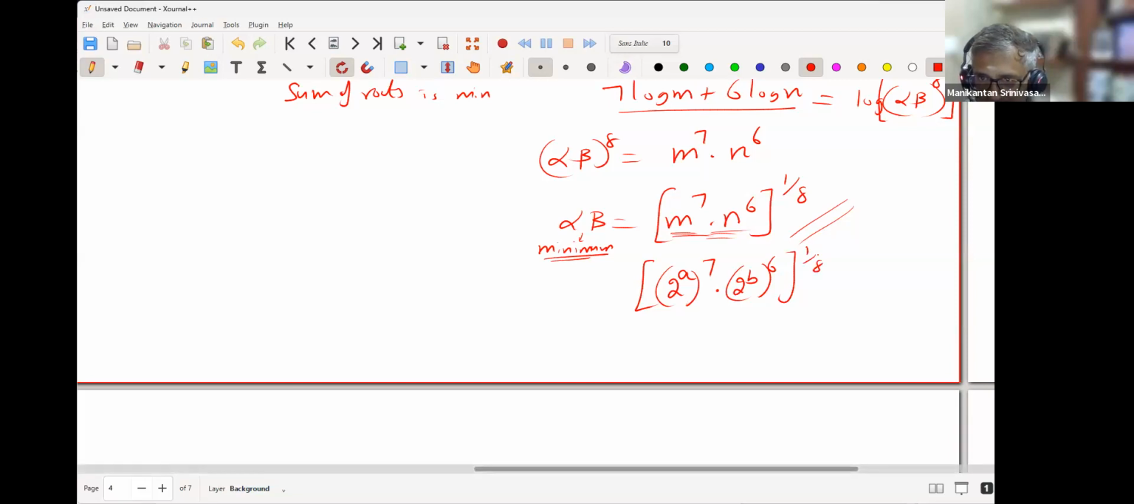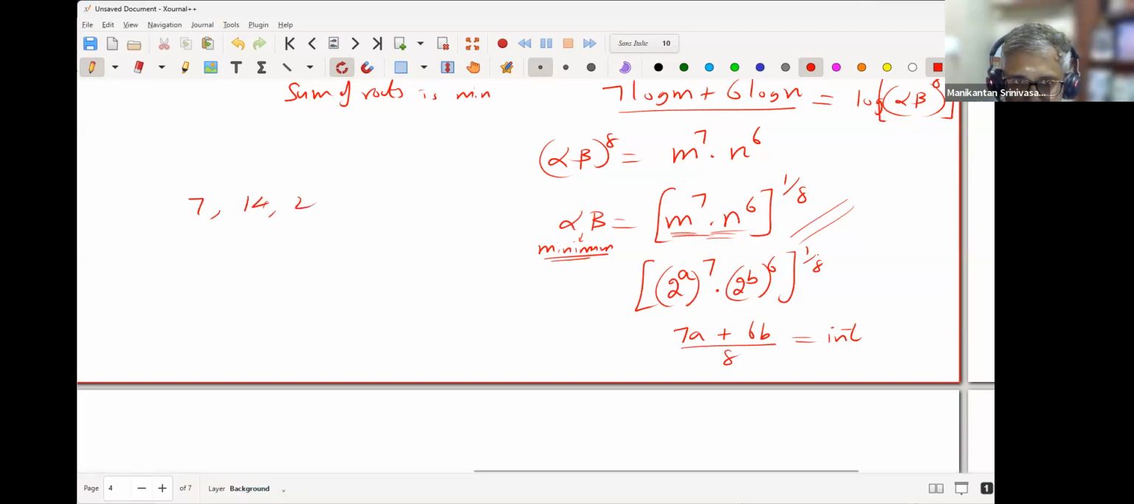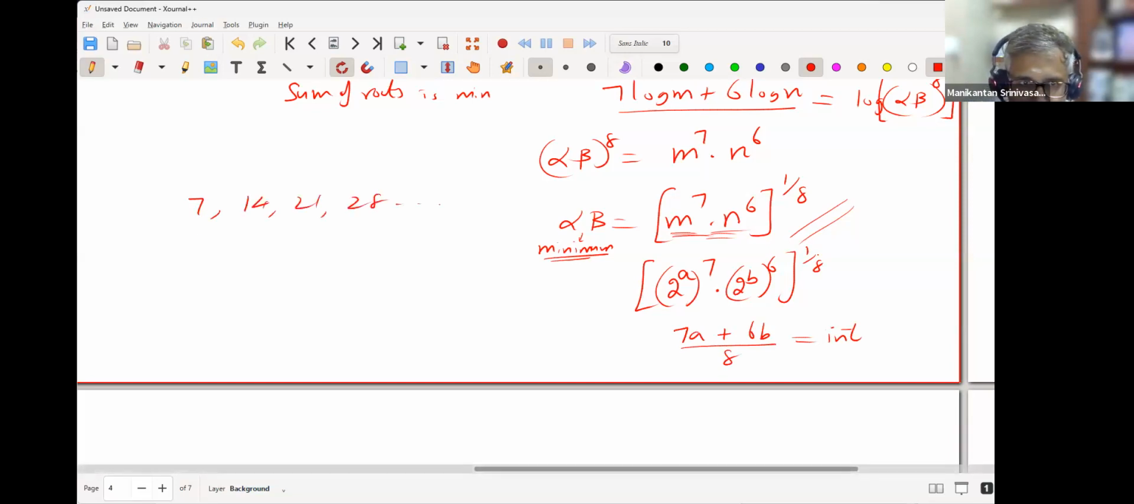Which means 7a plus 6b upon 8 must be an integer. So let's write out the multiples of 7: 7, 14, 21, 28, and so on. Let's write out multiples of 6: 6, 12, 18, 24, and so on. What combination works? We'll keep trying. Obviously it has to be an even number, otherwise it won't give an integer.